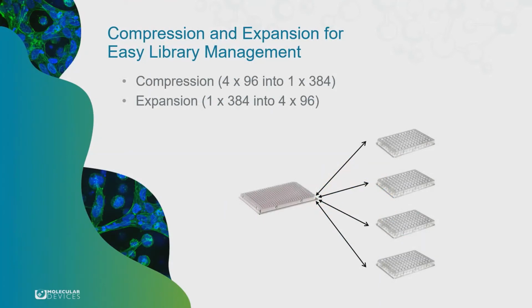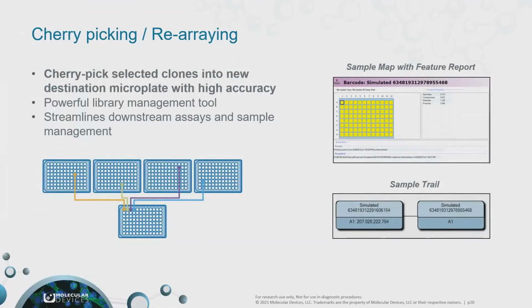Having the ability to compress and expand sample banks, users can automate the process of creating sample banks while eliminating errors. Here we show the ability to create duplicate and sub-libraries to maintain clone viability via compression of 4 96 well plates into 1 384 well plate, or expansion of 1 384 well plate into 4 96 well plates. Users can also cherry-pick desirable colonies from multiple plates and consolidate these colonies into a single plate for more efficient sample management.